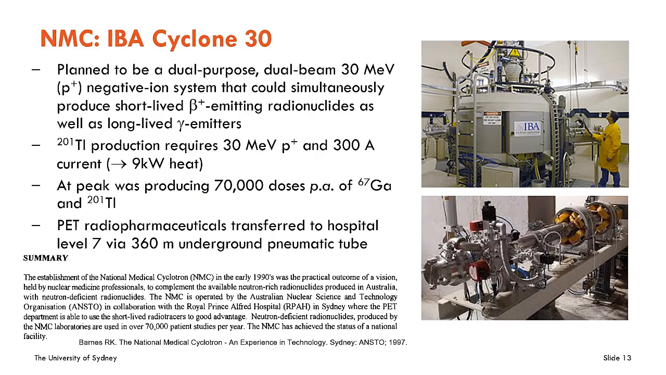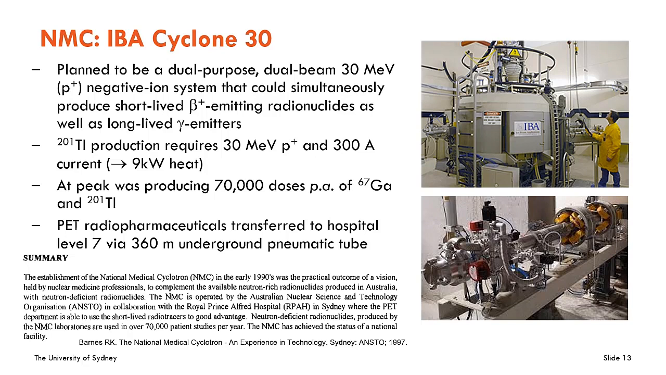The cyclotron that was purchased, as you can see on the right, was an IBA Cyclone 30, a 30 MeV machine. So 30 MeV protons could be produced in this negative ion system, and it promised a lot. It was able to produce 2 simultaneous beams which were supposedly able to be run at different energies, so that you could be manufacturing long-lived tracers at high energy, such as the 30 MeV protons required for thallium, while at the same time producing the short-lived positron emitters.